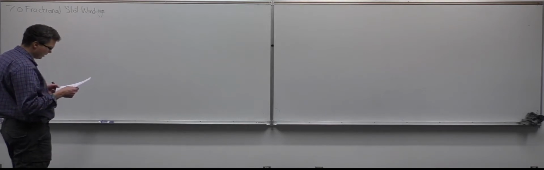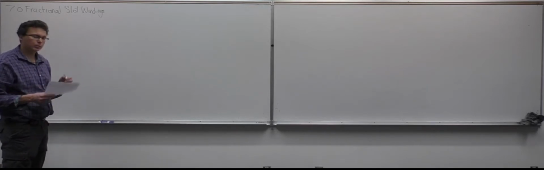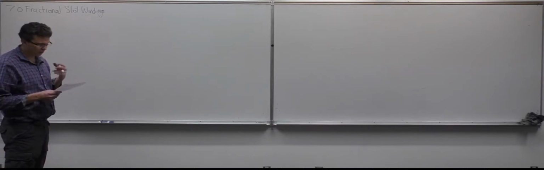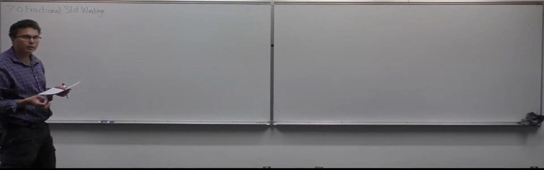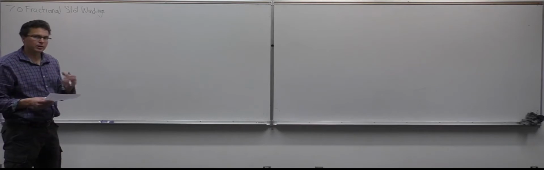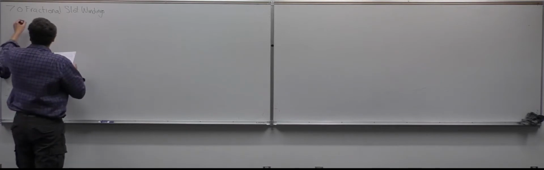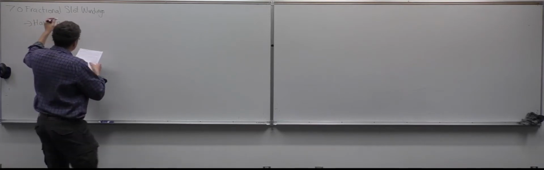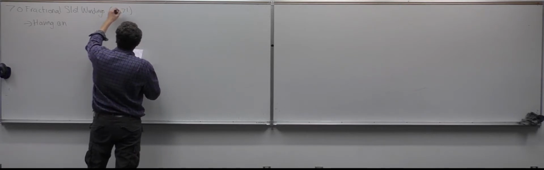So we've looked at the slots per pole per phase before. A fractional slot winding means that you have slots per pole per phase that is not an integer. It could be less than 1, it can be more than 1. So we're first going to look at fractional slot windings with slots per pole per phase more than 1, so Q greater than 1 first.